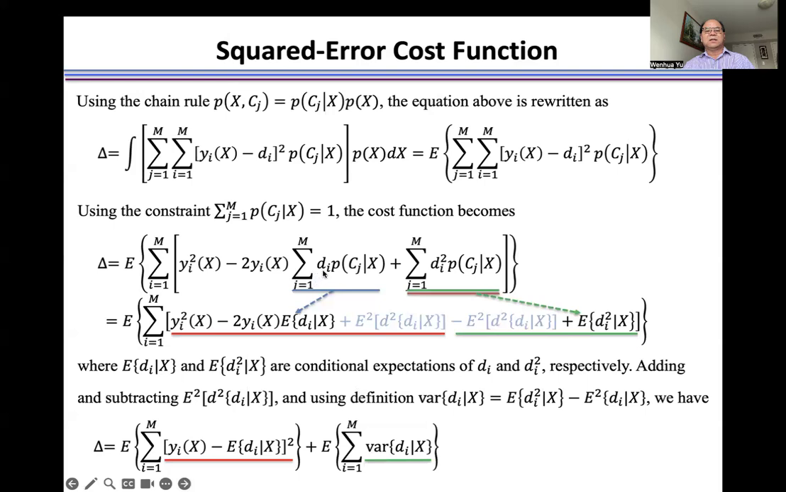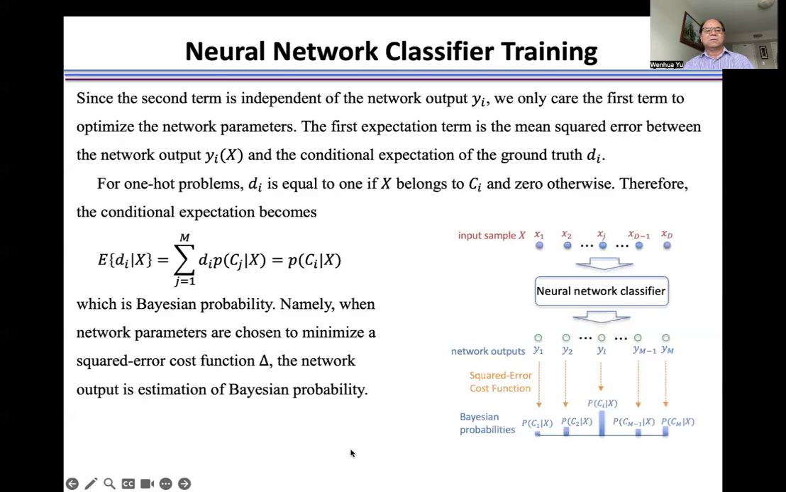We write this sum as an expectation here, and this sum as an expectation here. Adding and subtracting the squared expectation here, and using the definition here, we can express this cost function as a sum of two expectations.